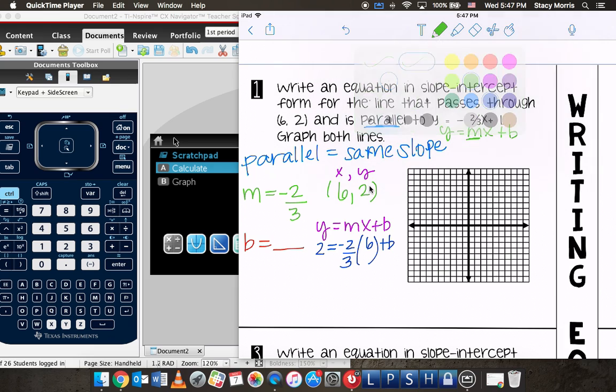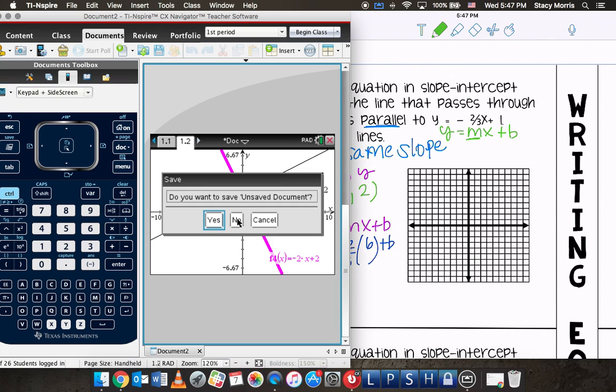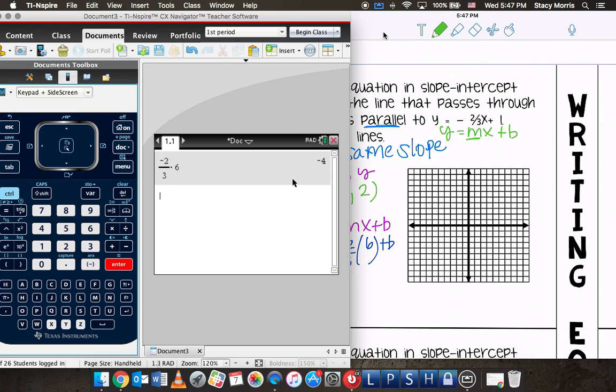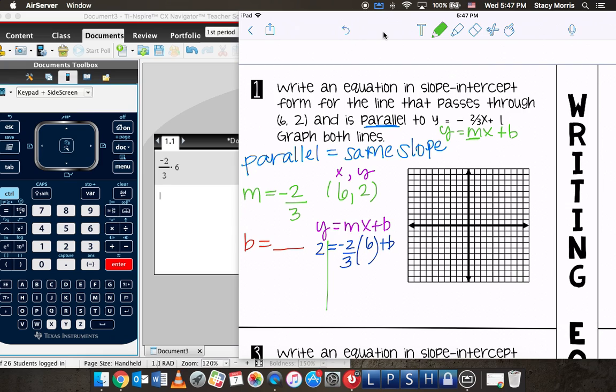So to solve for b, we're going to first multiply negative 2/3 times 6, and hopefully you can do that, but if not, you definitely use your calculator. I'm going to encourage you to use your calculator whenever you feel like it's necessary. So we're going to do negative 2/3, so control divide to get a fraction bar, negative 2/3 times 6 is going to be negative 4. So we have 2 equals negative 4 plus b.